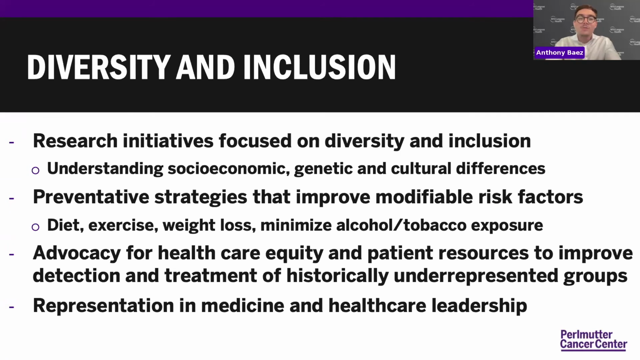And it really all starts from research. So research allows us to identify the problem and better understand the problem by understanding socioeconomic, genetic, and cultural differences that are contributing to the issue. And then it is important to also advocate for preventative strategies that improve modifiable risk factors, such as diet and exercise, which I discussed last week, weight loss programs, and minimizing alcohol and tobacco exposure. Also, advocacy for health equity and patient resources in order to allow them to improve screening and detection, as well as access to treatment, is very important in our mission to improve diversity and inclusion. And then, of course, representation in medicine and healthcare also plays an important role.